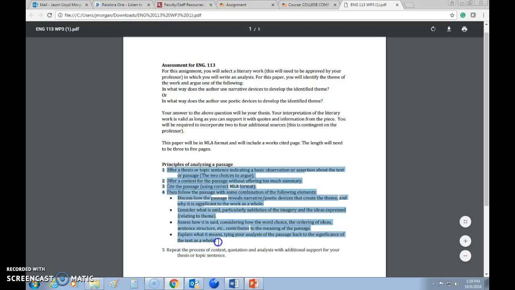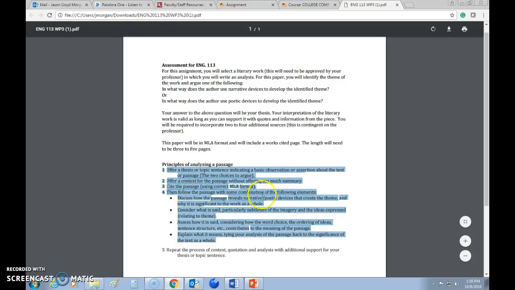What does that mean? When you analyze that, you would want to follow this basic thing after these questions. Offer a topic sentence including the basic observation of the passage. Offer the context of the passage. Don't explain the whole book, but who's talking or what's going on in the story at this point in time. If you're going to copy it directly from the book when you cite it, make sure you use MLA formatting. We'll talk about that more in future lessons.